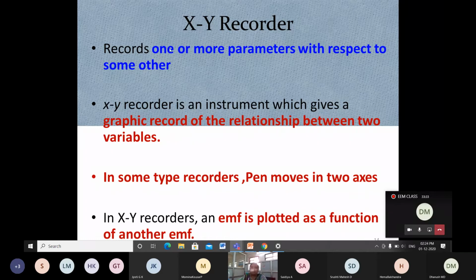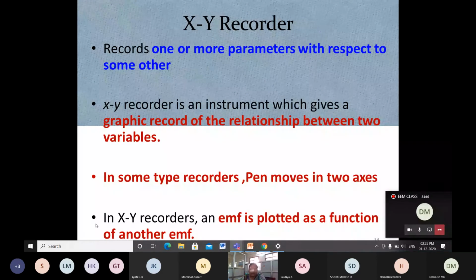Here it records one or more parameters with respect to some other parameter. The XY recorder is an instrument which gives a graphic record of two variables. The graphic method was used previously also, but now it is going to give the relationship between the two variables. That's what XY recorders are about. In some types of recorders, the pen moves in two axes, depending on the application. Two pens will be connected based on the XY axes, and based on which axis you prefer, you can record the information.